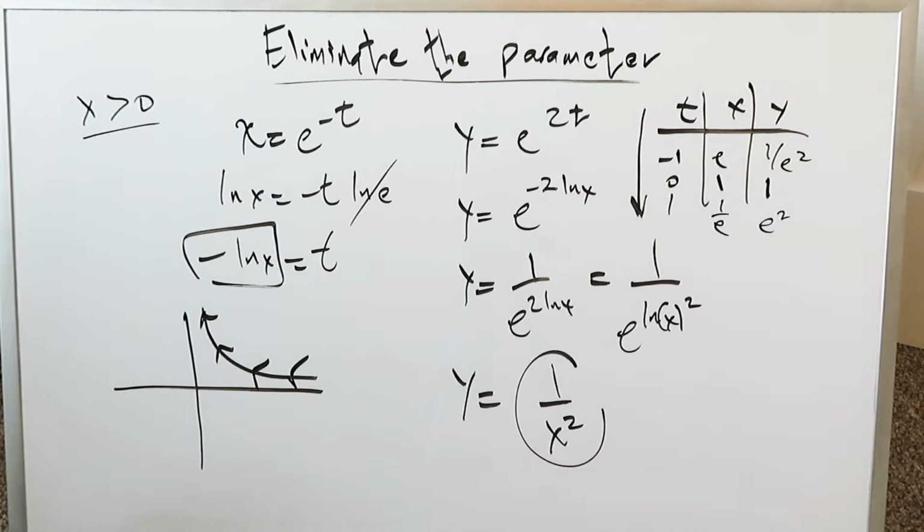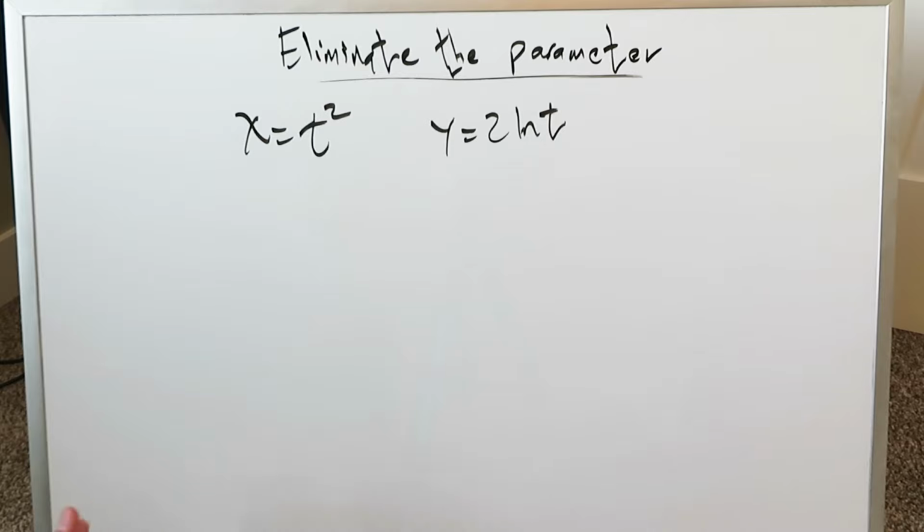Let's just look at one more, and that should be the end of this specific video. Let's look at this specific question here as our last one. x equals t squared, y is equal to 2 natural log t. These are two parametric equations. We eliminate the parameter and develop a rectangular equation.